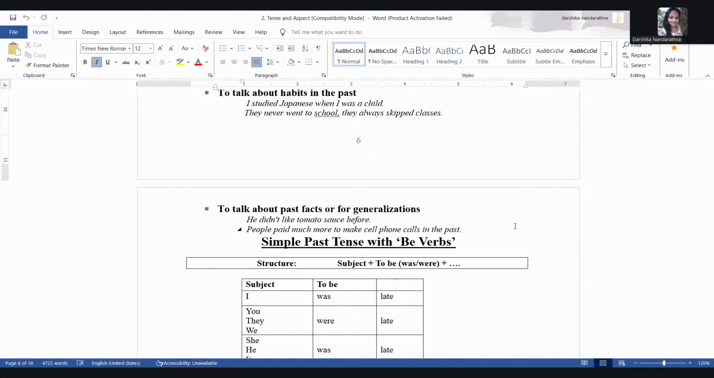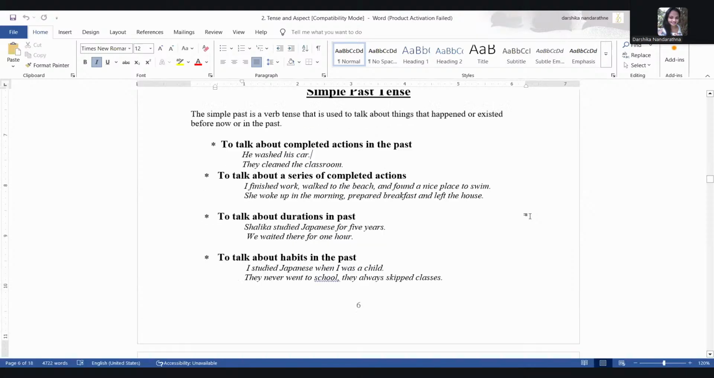That is a generalization. So everywhere it happened like that. So it is a generalization. So to talk about past facts or generalizations, we use simple past tense. So these are the uses of simple past tense.